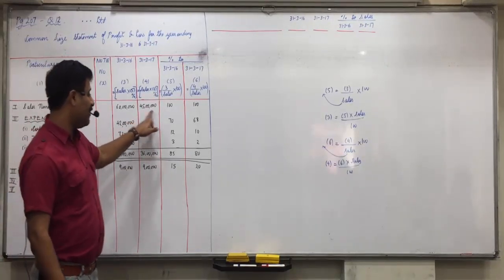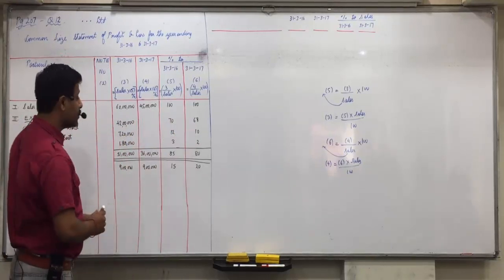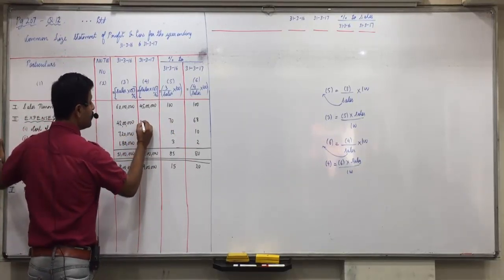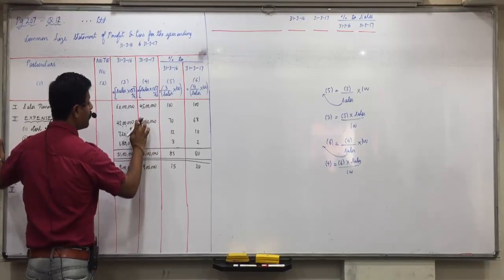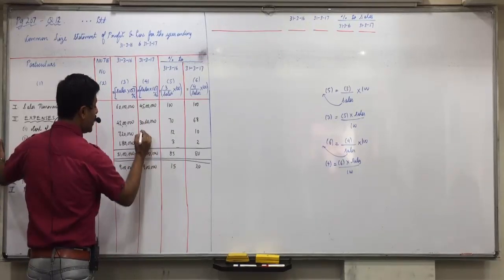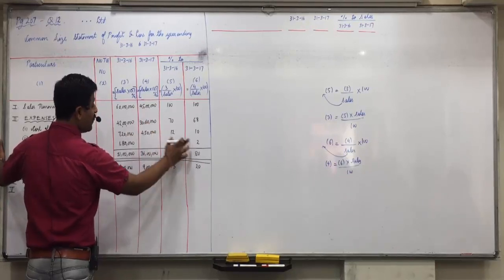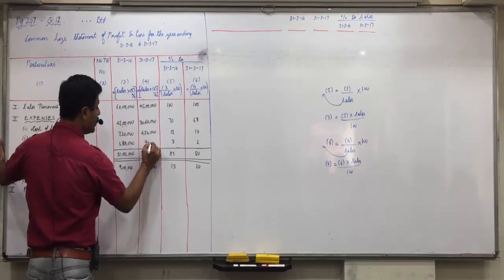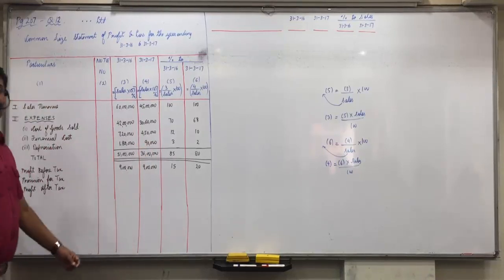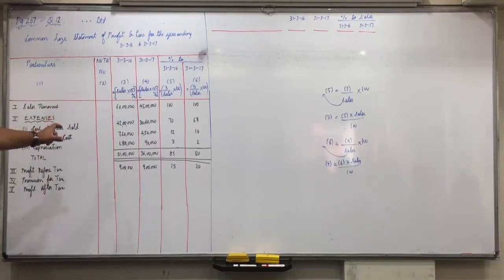Same way, 45 lakhs into 68%, 30 lakhs 60,000. Then 45 lakhs into 10%, 4,50,000. 45 lakhs into 2%, 90,000. Raise your hand who did not understand these balancing figures. All are clear with it?